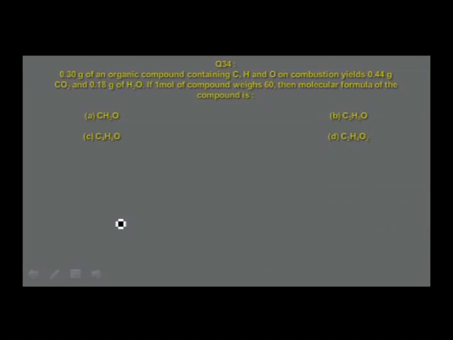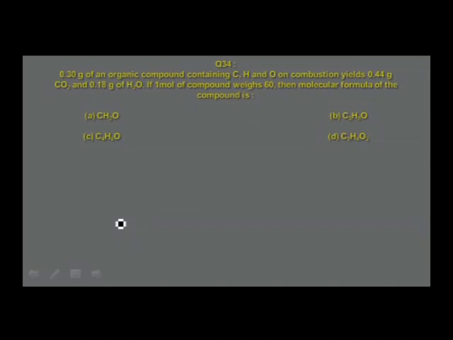0.3 gram of an organic compound containing carbon, hydrogen and oxygen on combustion yields 0.44 gram of carbon dioxide and 0.18 gram of water. If 1 mole of compound weighs 60, then the molecular formula of the compound is CH2O, C3H8O, C4H6O, C2H4O2. And this question is not giving you the complete information.